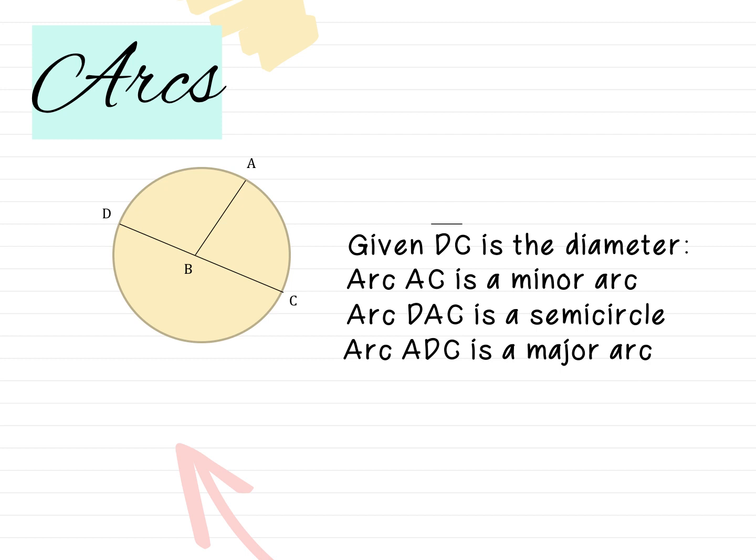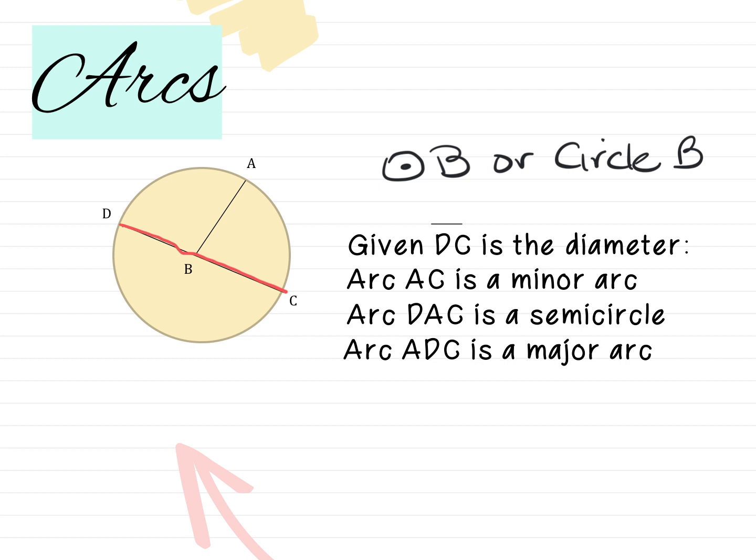So in this picture, this is circle B. Remember, you name a circle based off its center point. So this is circle B. Remember, you either write the word or the letter. So in circle B, they're giving us that DC is the diameter. So this diameter is actually a straight angle, and its endpoints are the endpoints of the semicircle arc.